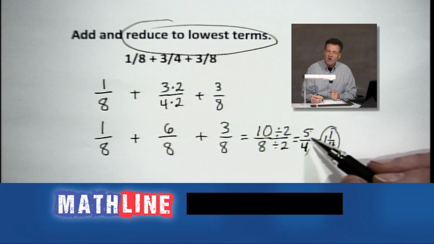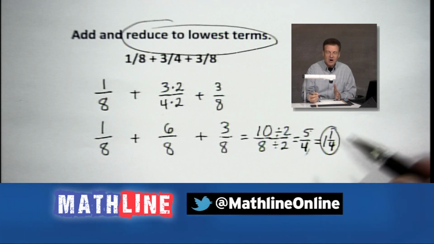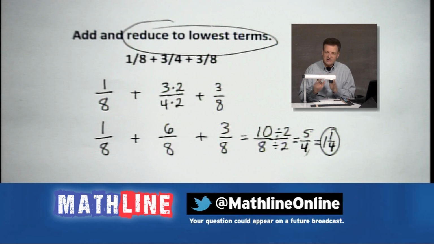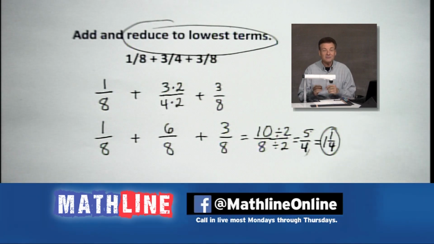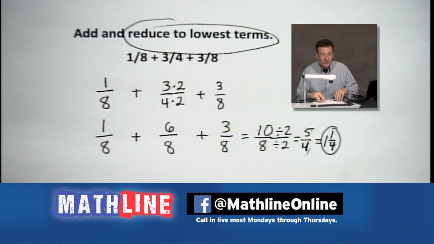So moving from an improper fraction to a mixed number, it's not hard. It's just running the division. How many times does it go in, and what's the remainder? Put the remainder over that denominator and you're in business. So 1 1/4, you got it, all right? That's what we're doing here today.